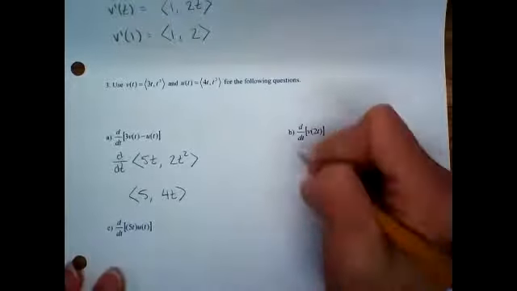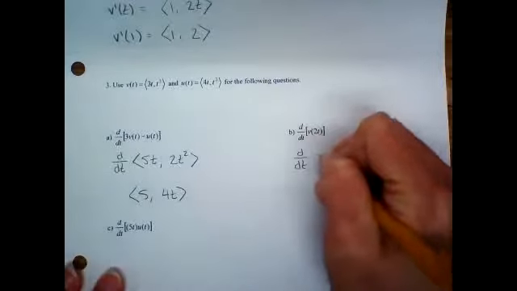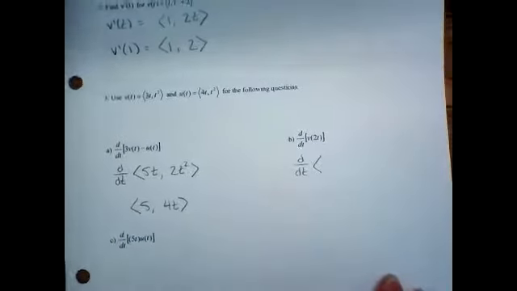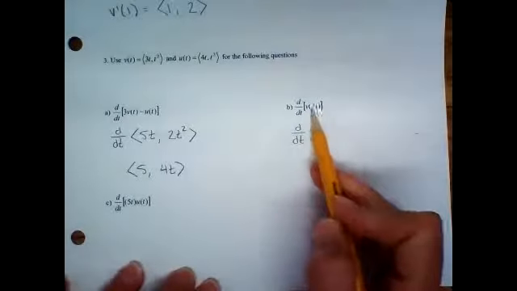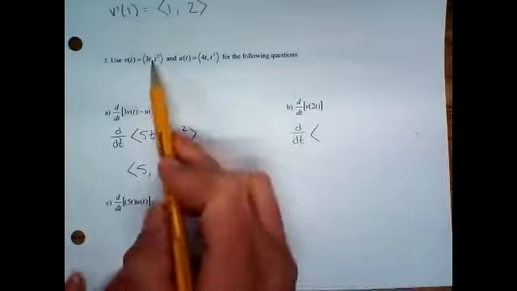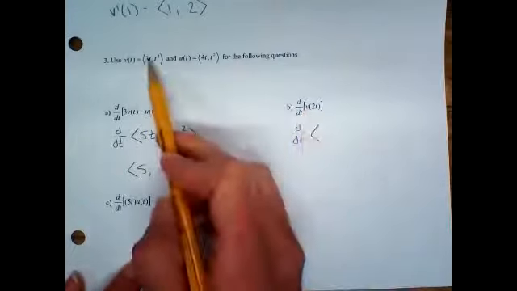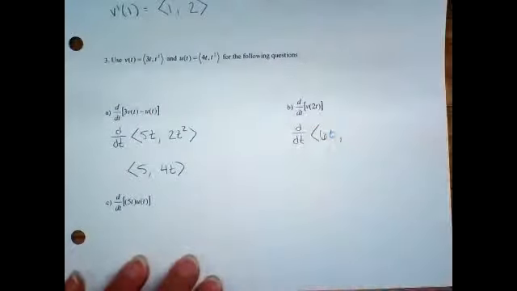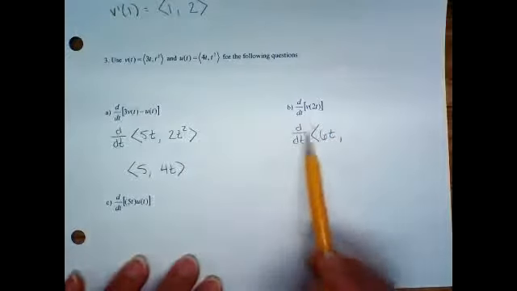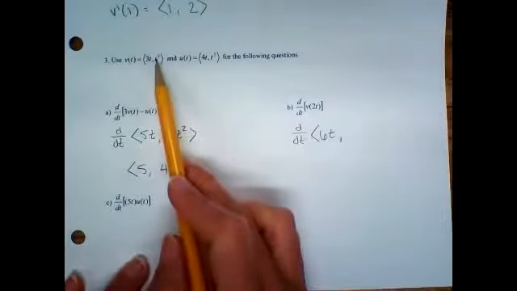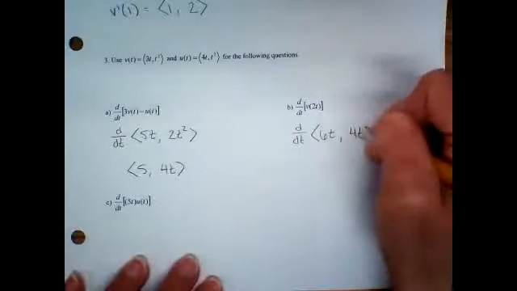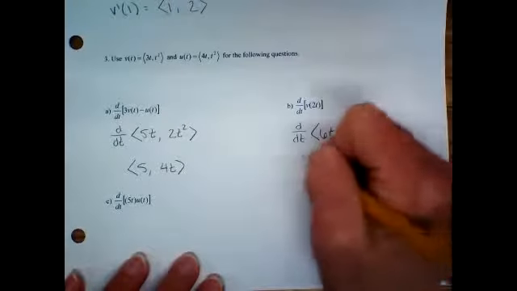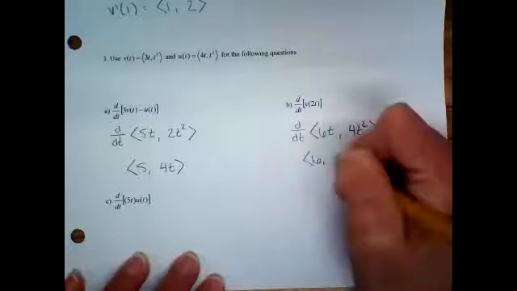For part B, I'm going to do the derivative secondarily, so leave those instructions in there. Derivative with respect to t. We're going to plug 2t into this vector for t. If you plug 2t in, you have 3 times 2t, so 6t. And if you plug 2t in here, 2t squared gives you 4t squared, and then take the derivative of that. So that would be <6, 8t>.